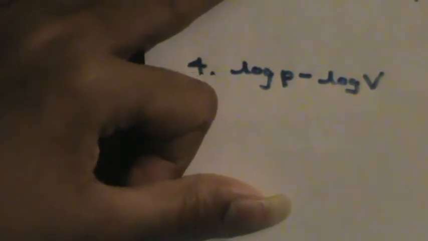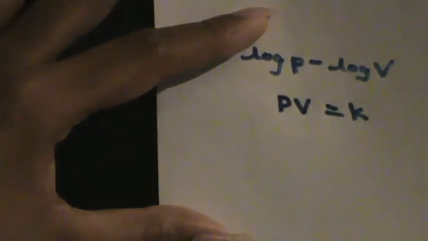Alright, the fourth graph I will be drawing is log P against log V. This can sometimes be complex for students who are not well versed in math, but you can easily derive it. The only thing you know from Boyle's law is that PV is equal to K. So how can we derive a relationship between log P and log V? We can take the log value of both sides, because to get log P and log V, we need the log values of these two.